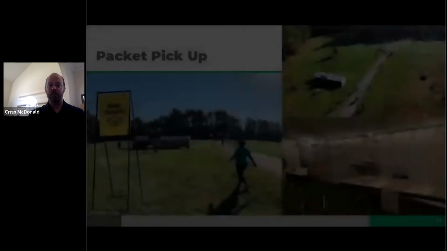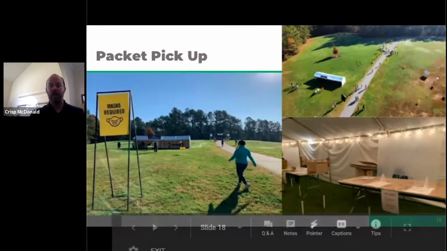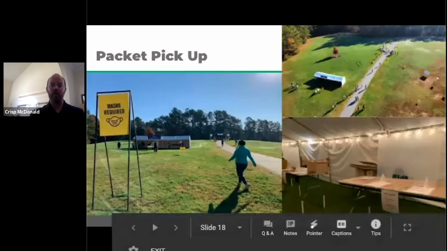And so this was actually from the Richmond Marathon. They had huge masks required signs. And the top right is an overhead view of what all was going on. You can see there, the tent on the left is the image down below it. They had one station per person, about 12 feet apart for their stations. And then the athletes got their bib and walked straight up to the start finish. So it was a great use of space.